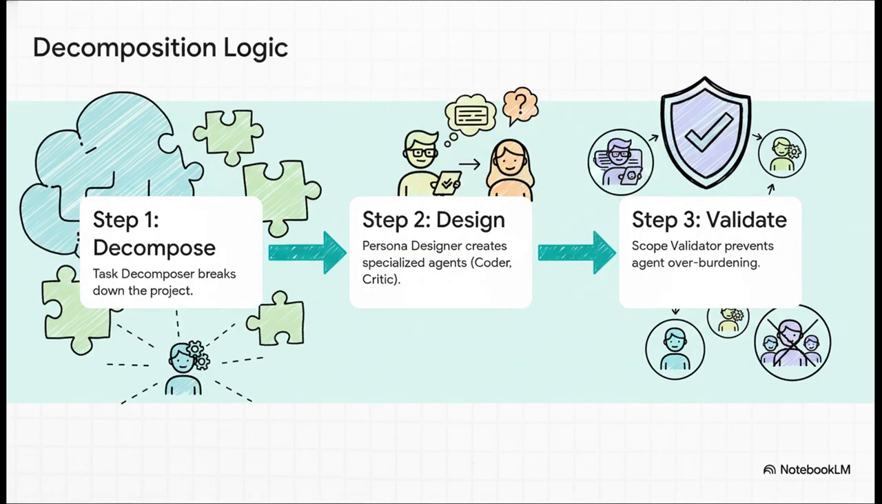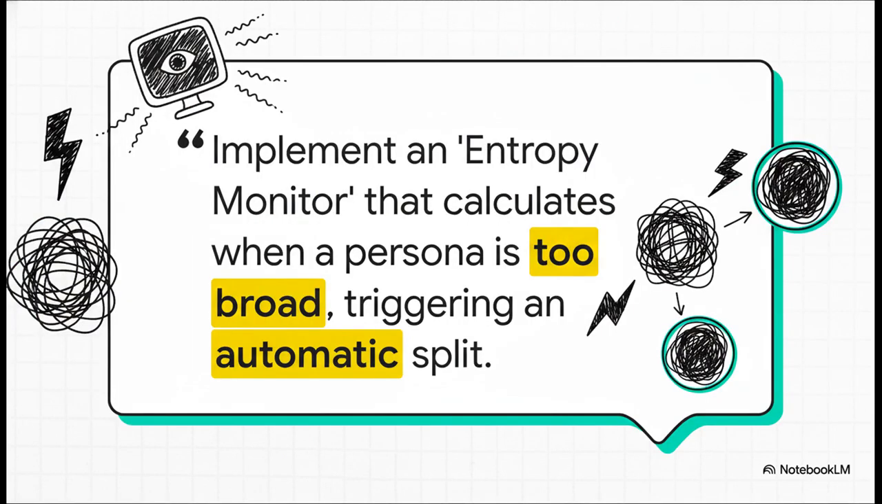So here's how that workflow actually plays out. First, a task decomposer agent looks at the big project and just chops it up into logical pieces. Then, a persona designer agent steps in and creates the perfect specialist for the job. You know, like a coder agent and a critic agent. And then crucially, a scope validator makes sure that no single agent is being asked to do too much or juggle conflicting tasks.